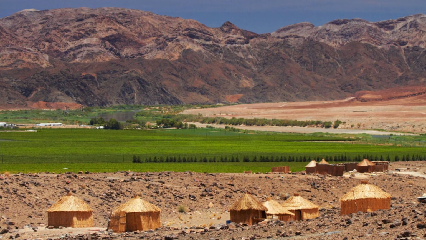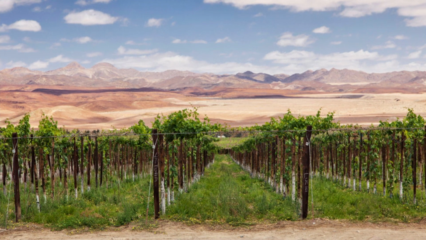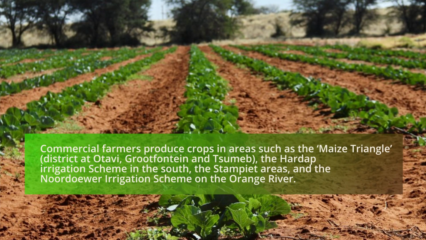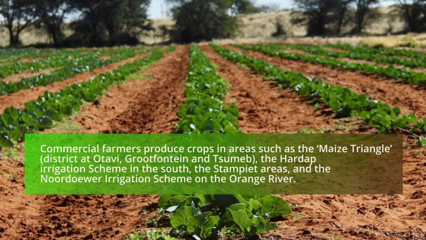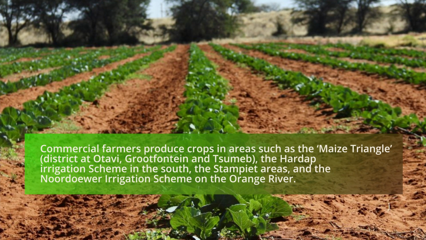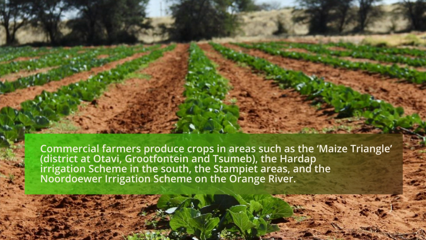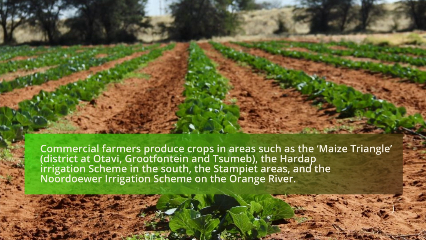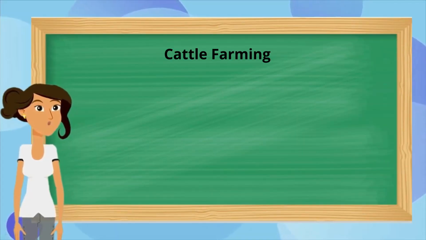Because of the low and unreliable rainfall and largely infertile sandy soil, only a small part of our country is suitable for crop farming. Commercial farmers produce crops in areas called the Maize Triangle, a district at Otavi, Grootfontein, and Tsumeb, the Hardap irrigation scheme in the south, the Stampriet areas, and the Noord-Oever irrigation scheme on the side of the Orange River. The next type of farming we will look at is cattle farming.